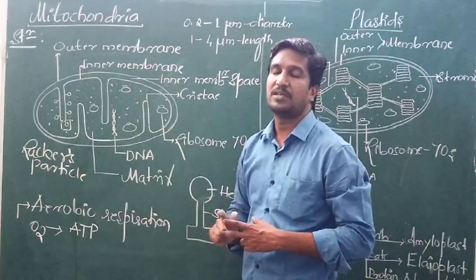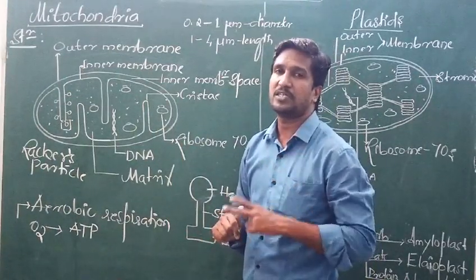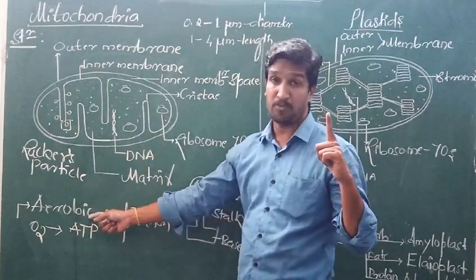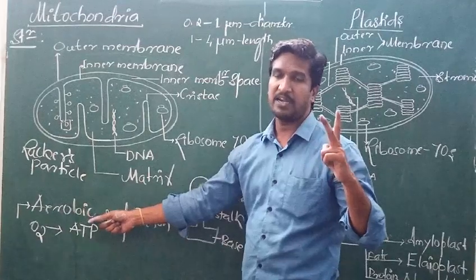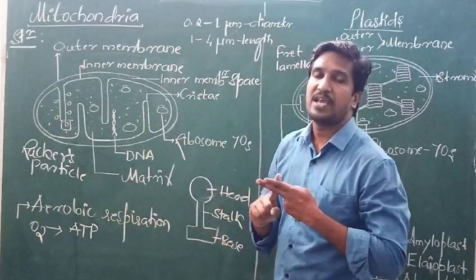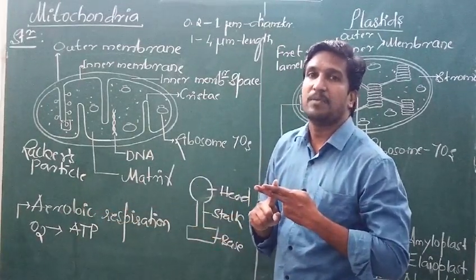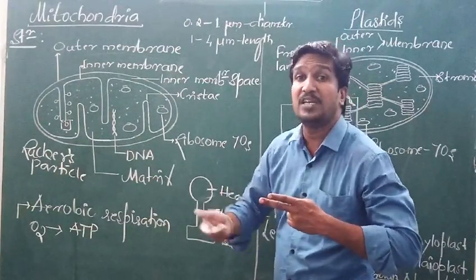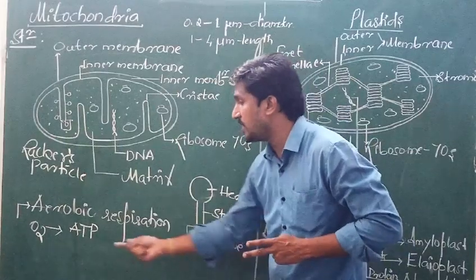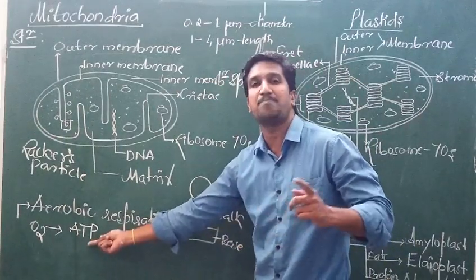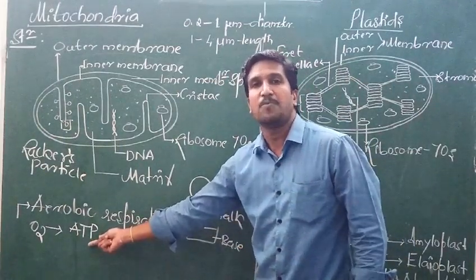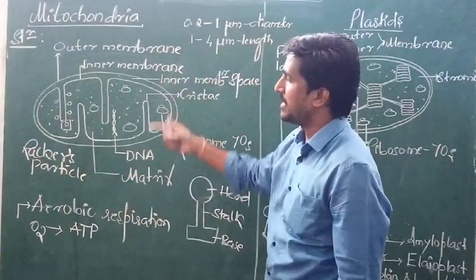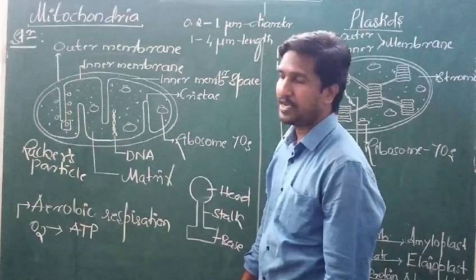Apart from this, the first important function: mitochondria are the site for aerobic respiration. The second is that they are the powerhouse of the cell because they produce energy. The energy produced is in the form of ATP, adenosine triphosphate. That is for mitochondria, right?